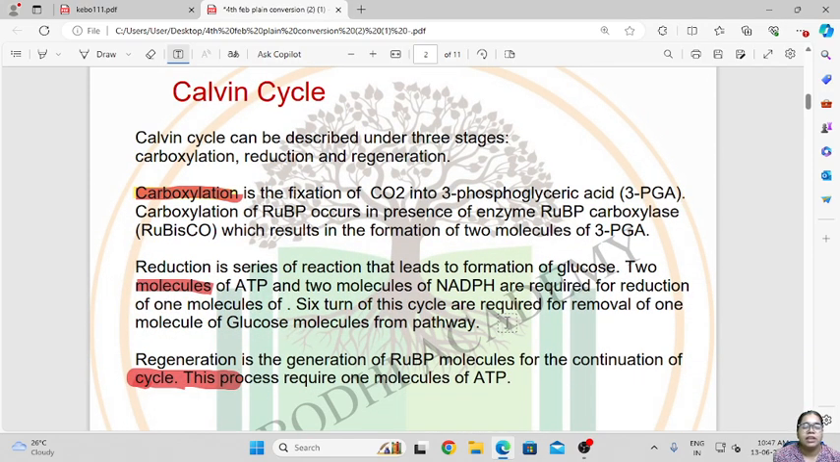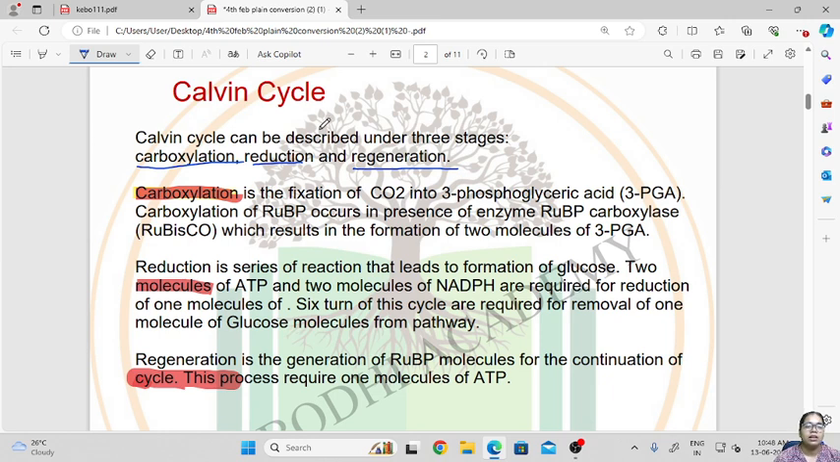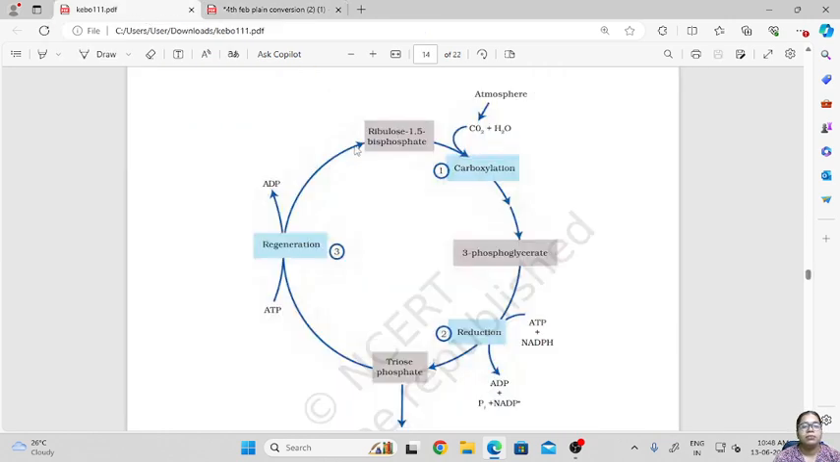So what is the Calvin cycle? The Calvin cycle can be described under three stages. The Calvin cycle undergoes three stages, that is carboxylation, the first stage, then reduction and regeneration. So how do these things happen in the Calvin cycle? These things happen in a cyclic form, that is first the carbon dioxide from the atmosphere combines with the water.